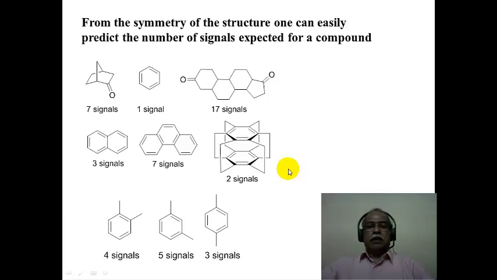So this essentially tells us that the more symmetrical the structure is, the lesser the number of carbon signals that one would obtain in an NMR spectrum. The highly unsymmetrical structures will lead to the maximum number of signals in the NMR spectrum.